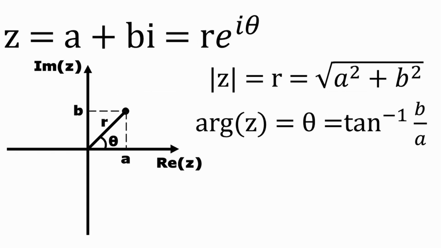The consequence of this is that any complex number, a plus bi, can be expressed in a simple polar or exponential form of re to the i theta, where r is the square root of a squared plus b squared, and theta is arctan b over a. r is the modulus of the complex number, how far it is from the origin, and theta is the argument, the angle it makes with the positive x-axis, measured counterclockwise.